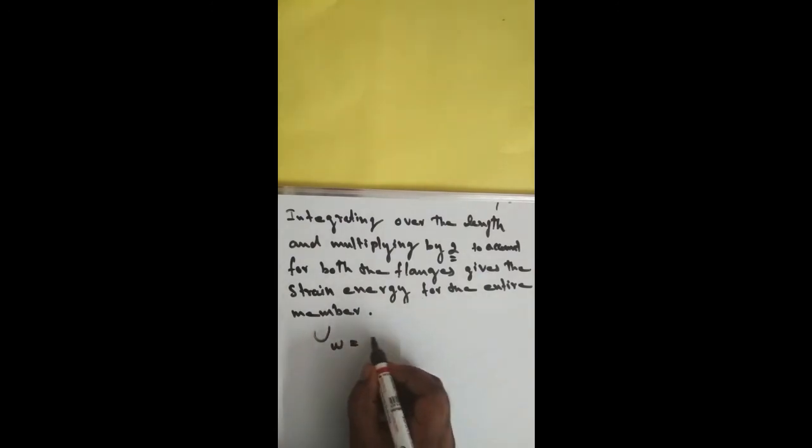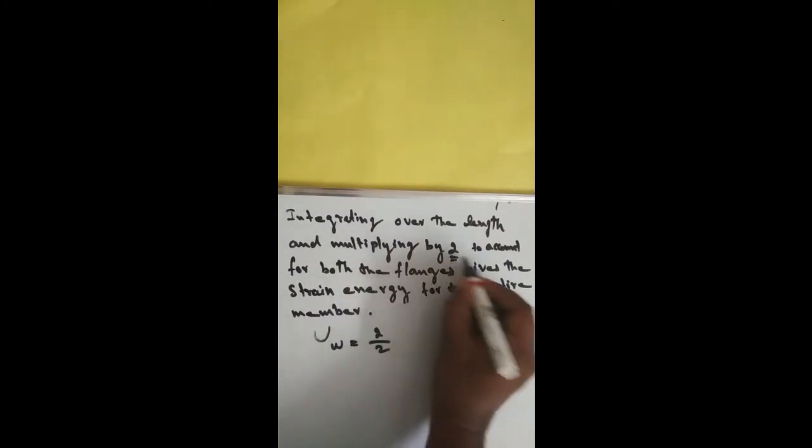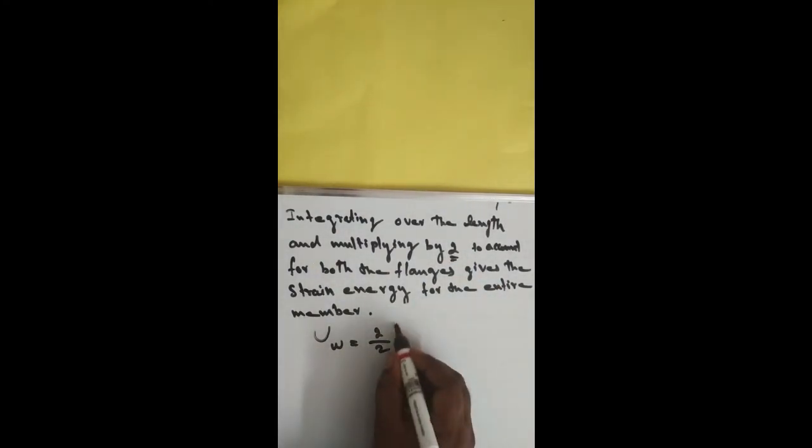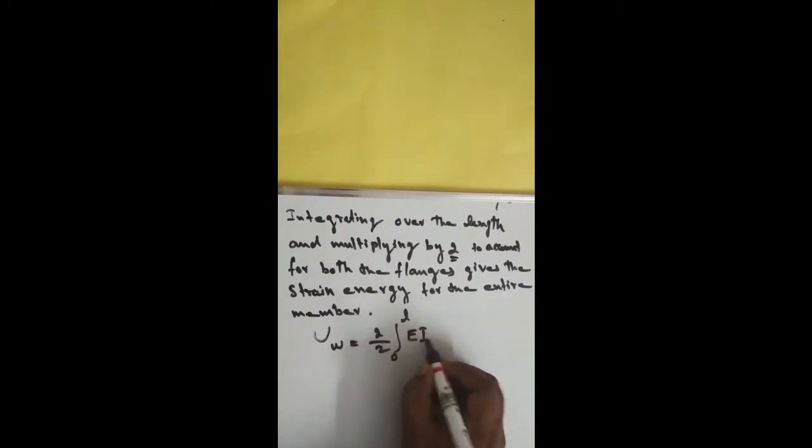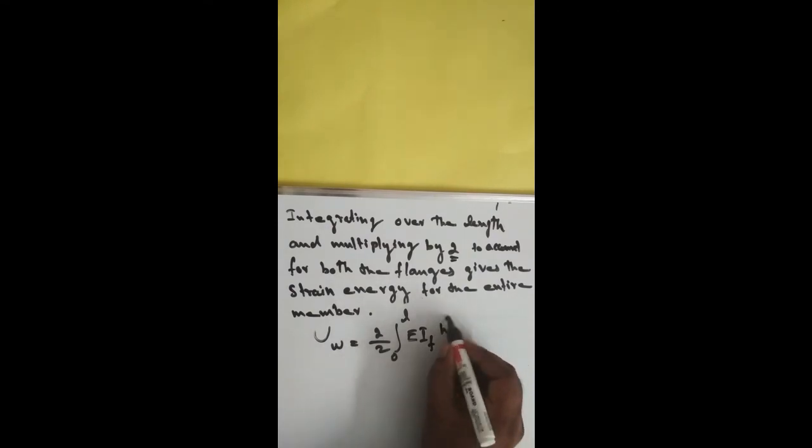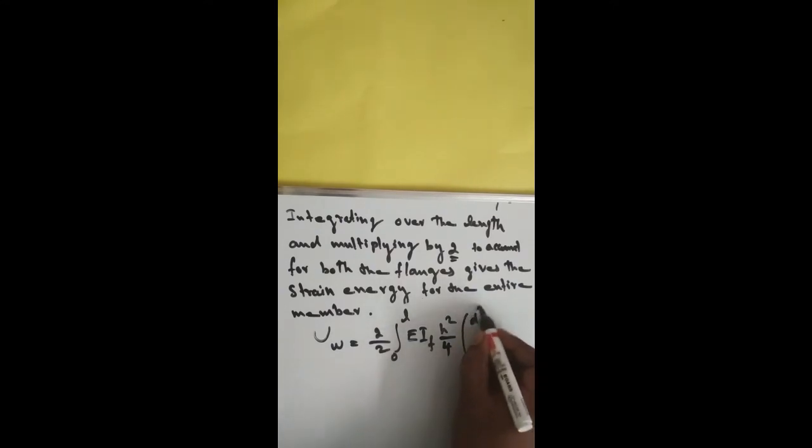Now U_W is equal to 2 by 2, we have two flanges, integral from 0 to L of E I_F into height squared by 4 into d squared beta divided by dz square, the whole square into dz. This equation is called equation 8.